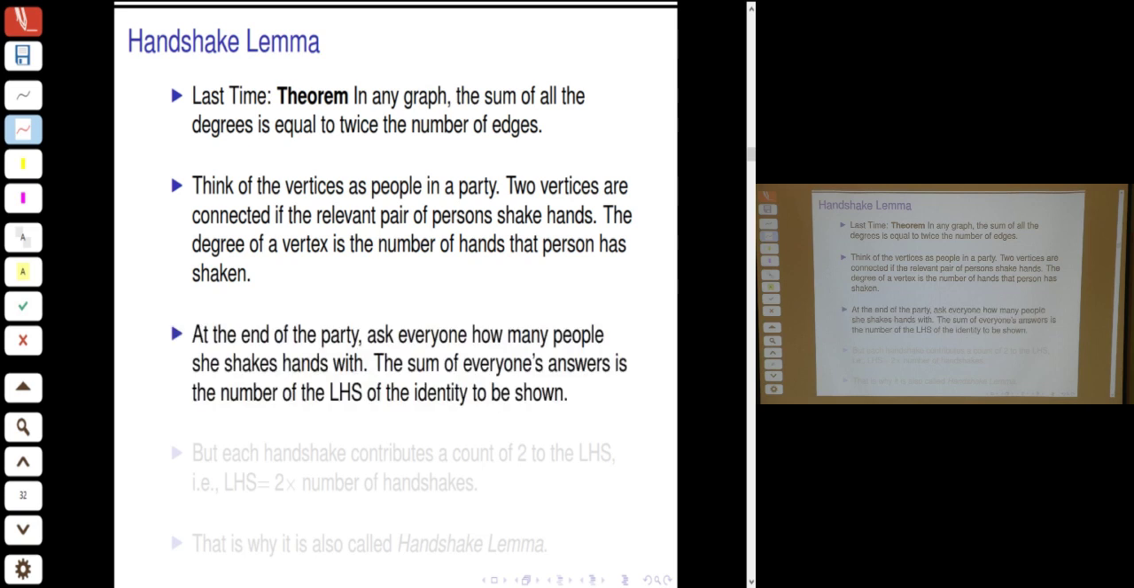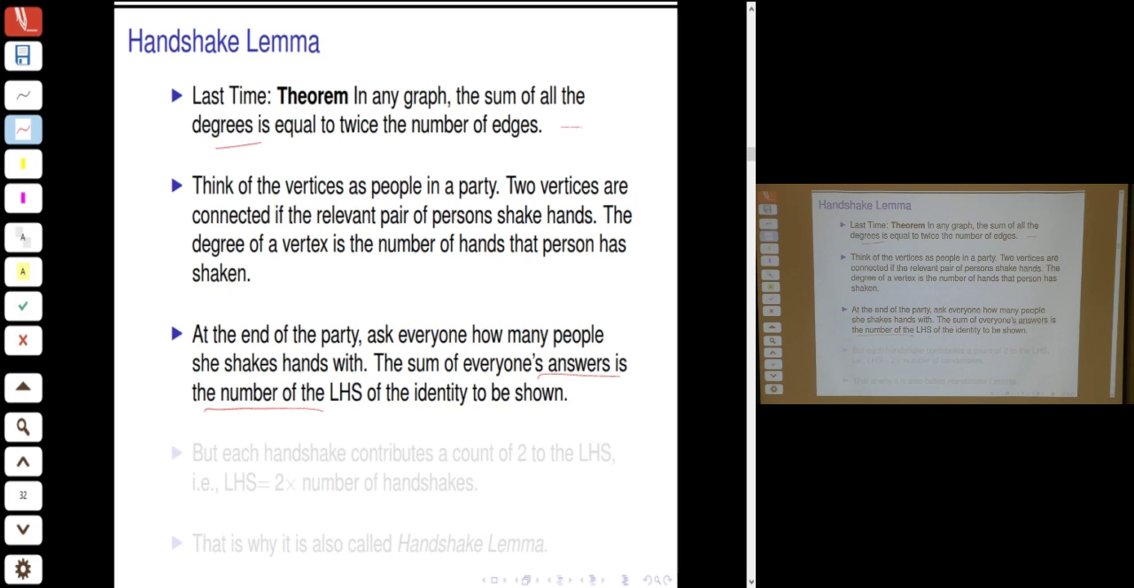At the end of the party, ask everyone how many people he or she shook hands with. Okay? So you ask every person for the number of handshakes he or she has done, and then add up all these handshakes for all the persons together. So the sum of the handshakes which every person has done is the sum of the degrees in the graph theoretic language.